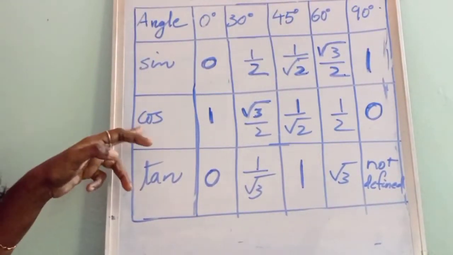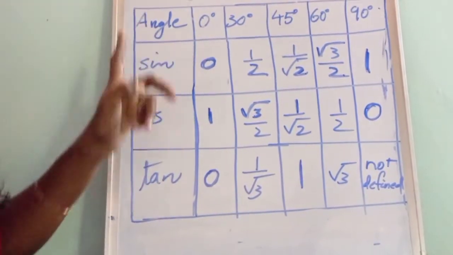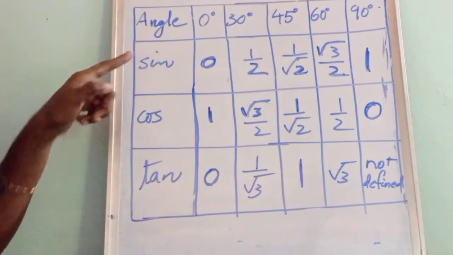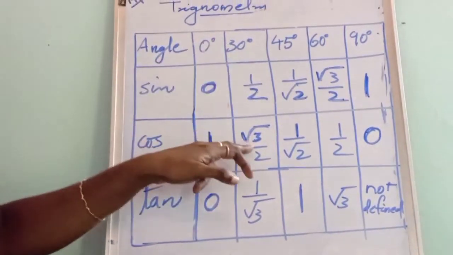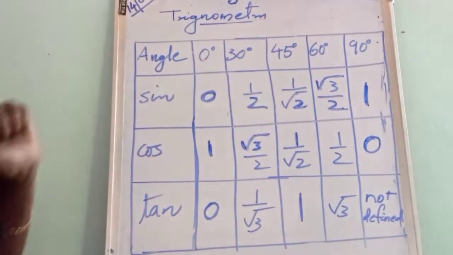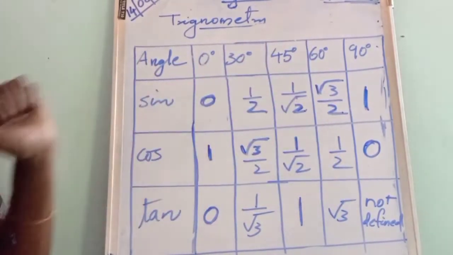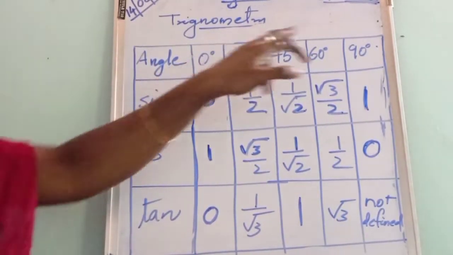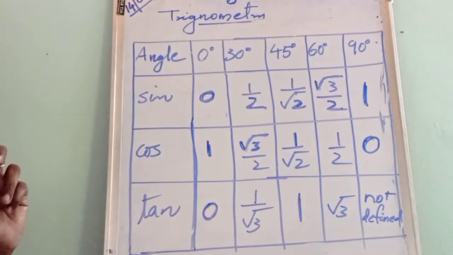Next is cos. The value of cos 0 is 1. These two are very, very important. Then the value of cos 30 is root 3 by 2. Then the value of cos 45 is 1 by root 2. Then the value of cos 60 is 1 by 2. Then the value of cos 90 is 0.